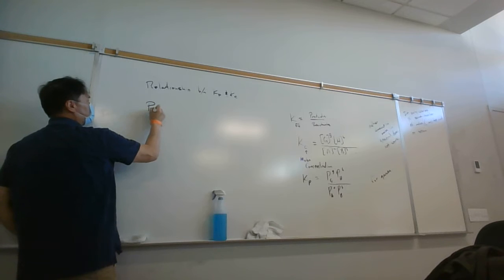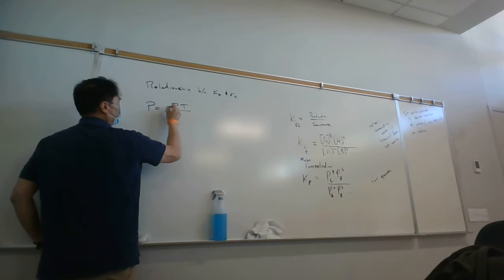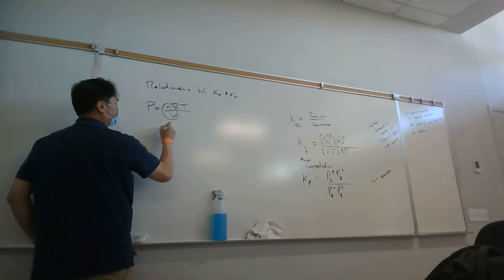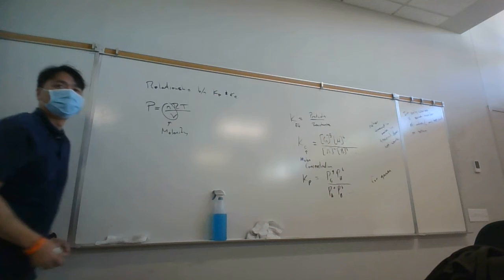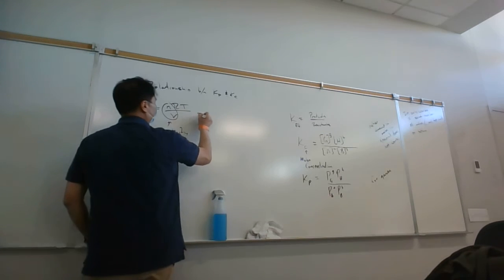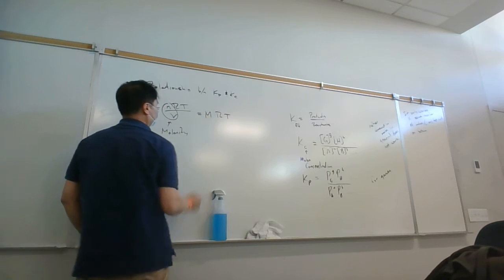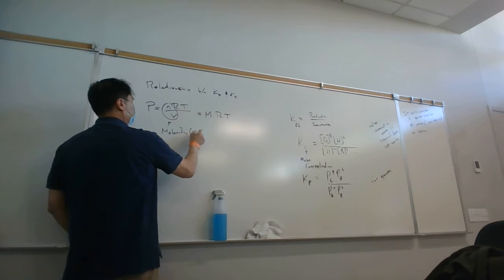If we look at the ideal gas law, P is equal to nRT over V. n over V is just the molarity, moles per volume or moles per liter. Usually we express it in terms of liters. And so this is equal to the molarity times RT. Molarity is called M.